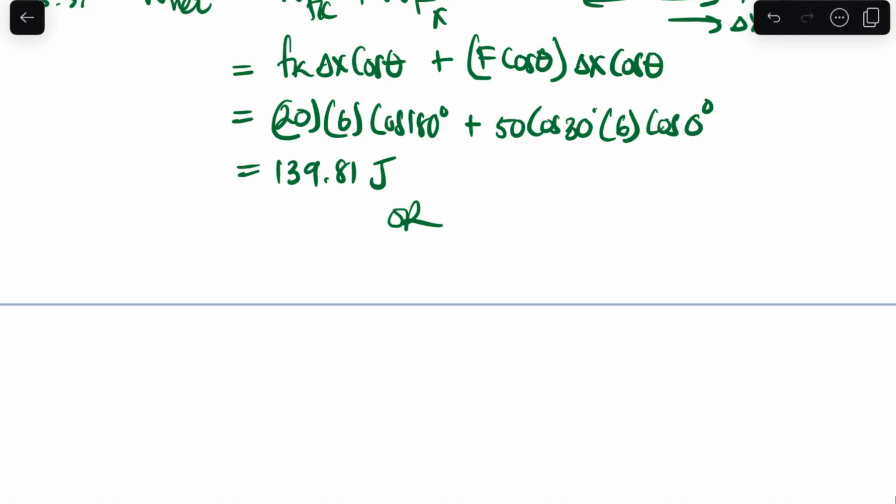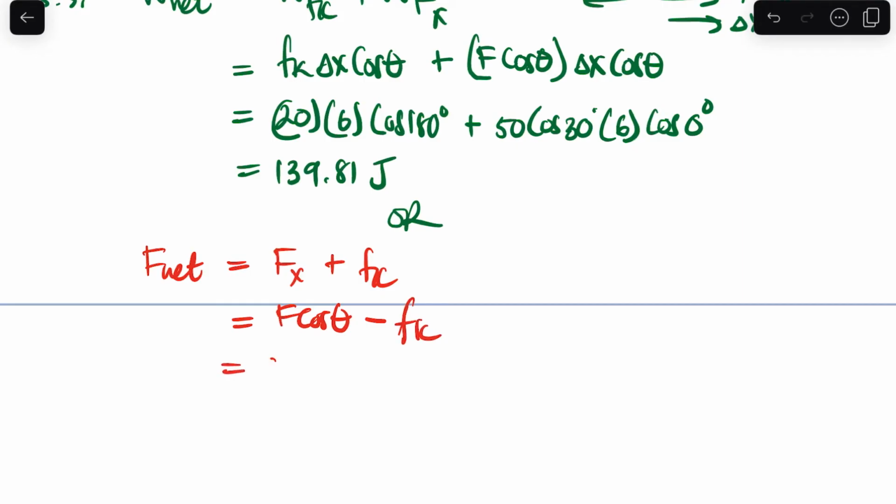Let's calculate the F net first. The forces acting there: the force applied horizontally, which is F cos theta, and then the frictional force Fk. Since the frictional force is going in the opposite direction, I'll say negative Fk. So it's 50 cos 30, minus the frictional force of 20.